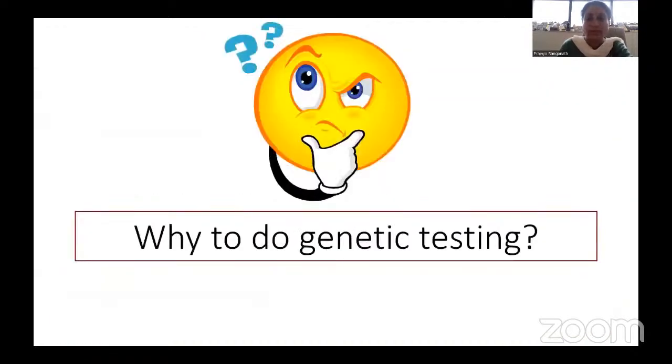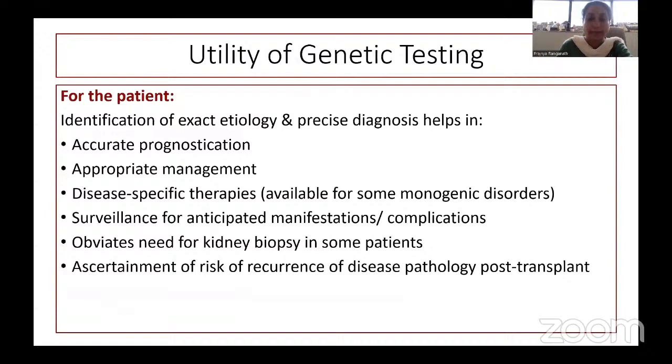So why should we do genetic testing? What is the utility of this? So for the patient, of course, the identification of the exact etiology and precise diagnosis helps in accurate prognostication, appropriate management, and also there are some monogenic disorders now for which disease-specific therapies are available. So you can actually start these treatments once you have a confirmed diagnosis following genetic testing. Then you know that many of them have other extrarenal manifestations also. So you can do surveillance, follow-up monitoring for all these anticipated manifestations and complications.